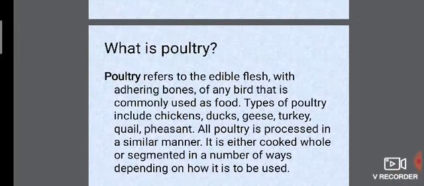What is poultry? Poultry refers to the edible flesh with adhering bones of any bird that is commonly used as a food. Types of poultry include chicken, ducks, geese, turkey, quail, and pheasant. All poultry is processed in a similar manner. It is either cooked whole or segmented in a number of ways, depending on how it is to be used.